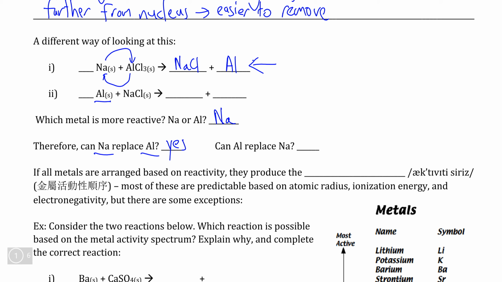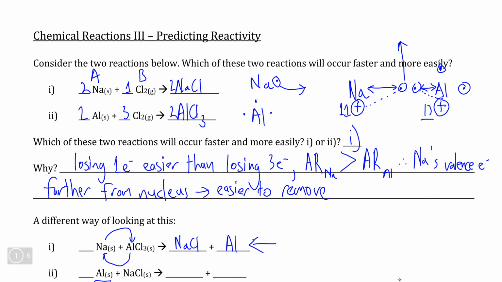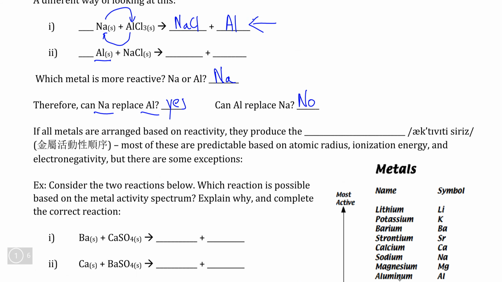However, aluminum is less reactive than sodium. Therefore, if we ask the question, can aluminum replace sodium? That answer would be no, because as we've seen from the earlier reactions, aluminum is less reactive because it's harder to lose 3 valence electrons when those 3 valence electrons are closer to its nucleus compared to sodium losing 1 valence electron that is farther away from its nucleus.